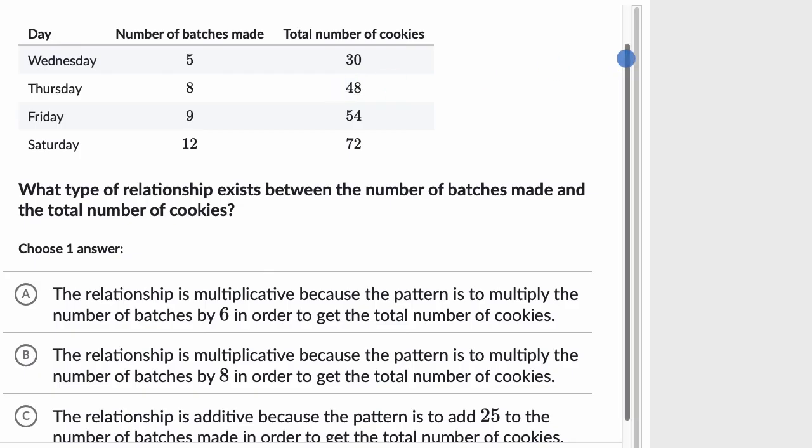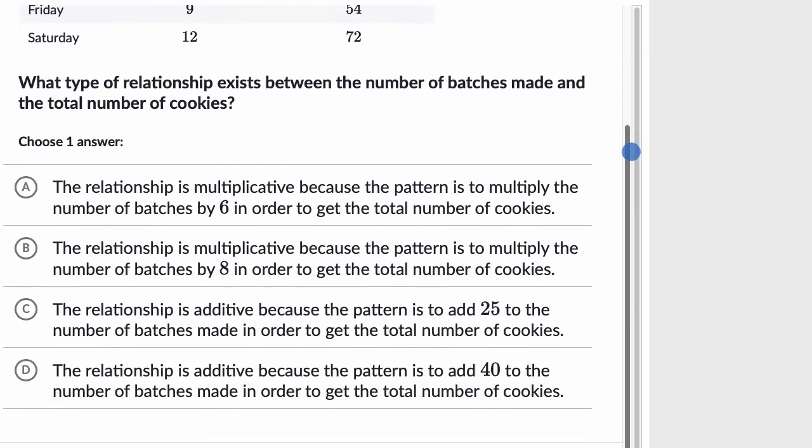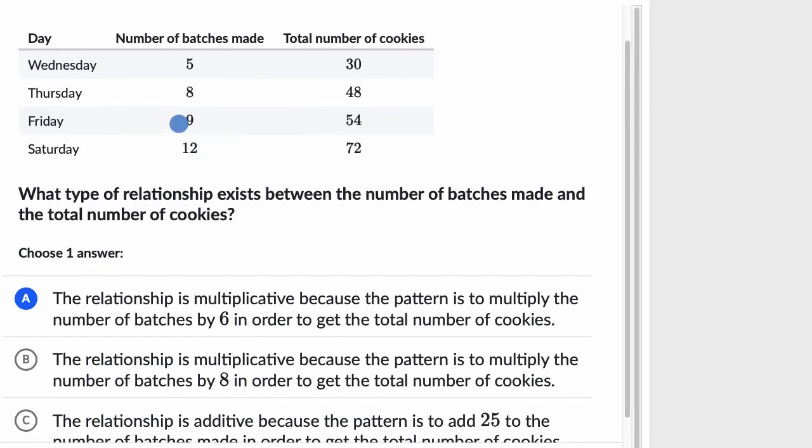So it's definitely multiplicative. So it's multiplicative because the pattern is to multiply the number of batches by 6 in order to get the total number of cookies. Yep, that looks right. This B isn't right because you're not multiplying by 8. If you multiplied by 8, you would go from 5 to 40. So we are done.